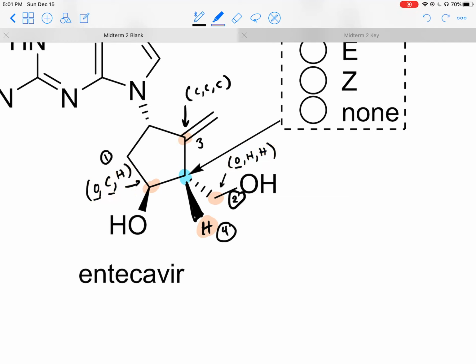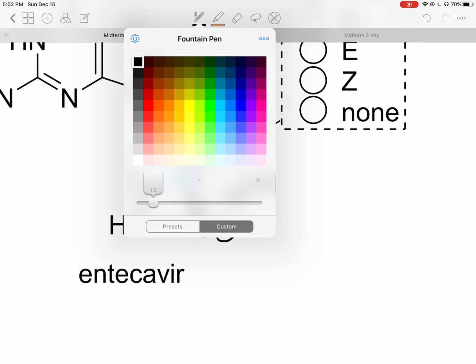So let's erase everything else except for our numbering to determine what the curvature is. So let's move this one right here. And then let's move that. And then this is number 3 right here.